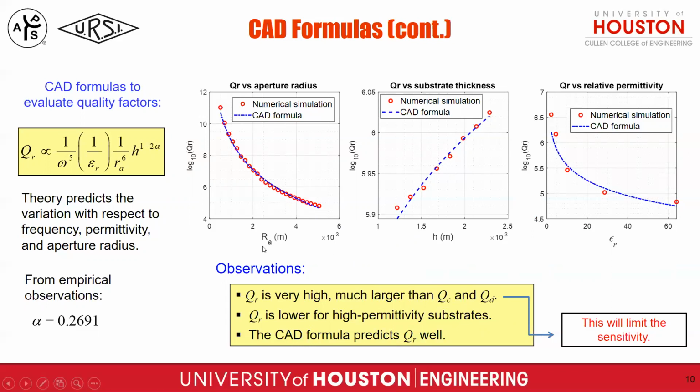Here we can see the QI is very high. It's much larger than QC and QD, which will limit the sensitivity. And also we can see the QI is lower when we use a high permittivity.